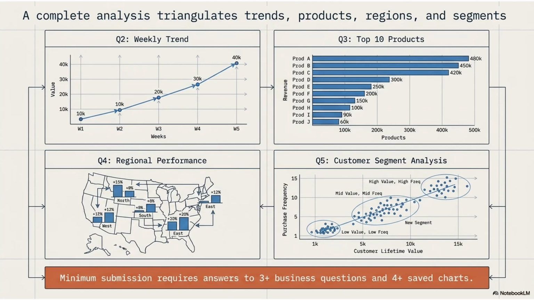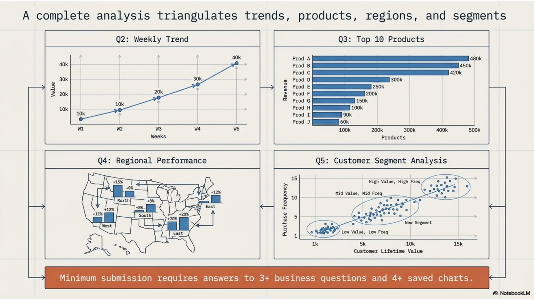Minimum submission requirements: answers to 3 or more business questions and 4 or more saved charts. The 4-panel dashboard preview shows the required coverage. Q2, weekly trend. Line chart answers when. Q3, top 10 products. Bar chart answers what. Q4, regional performance. Map or bar answers where. Q5, customer segment analysis. Scatter or bar answers who are the customers. Each chart answers a different question using the same underlying data set.